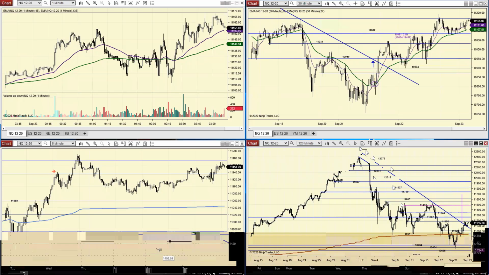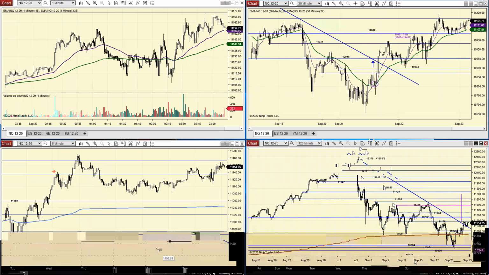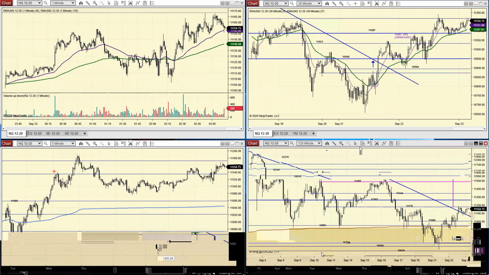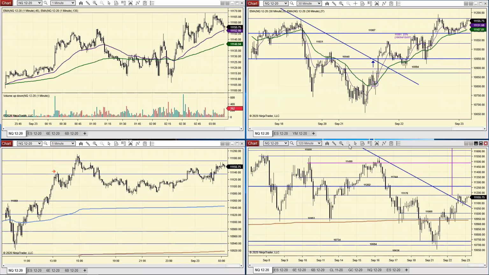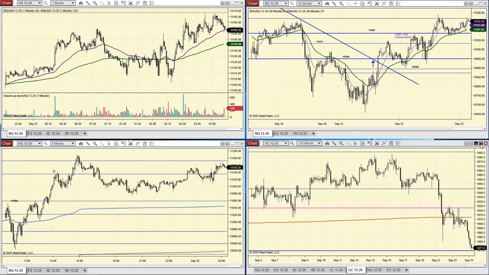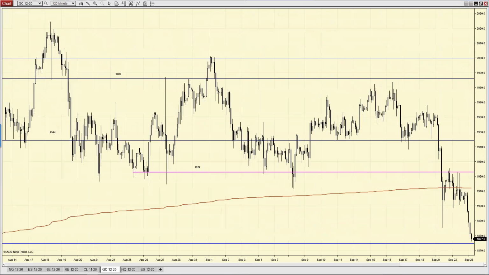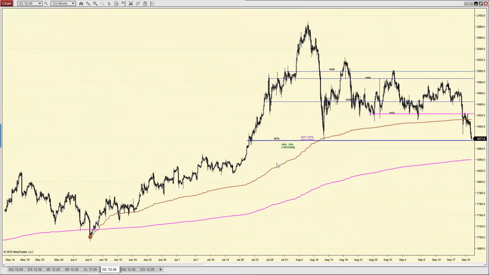The stock market's been falling for 10 days. But we did see a nice little rebound, and we're actually close to those highs right now. But we'll go and take a look at gold. Oh, actually, there's support here in gold. Interesting.